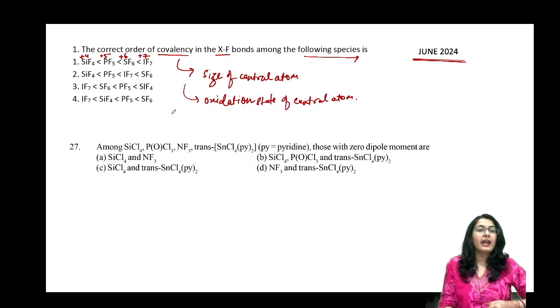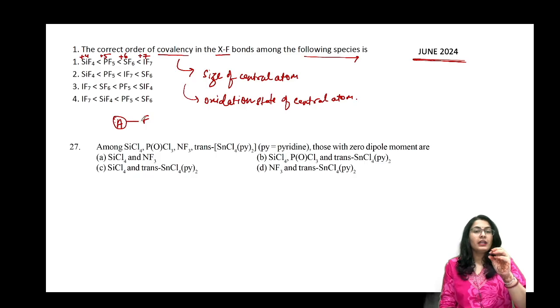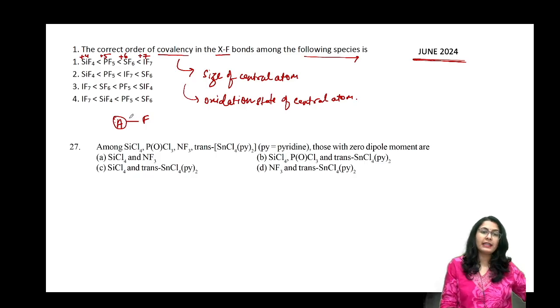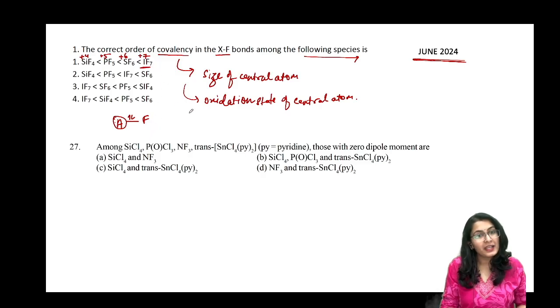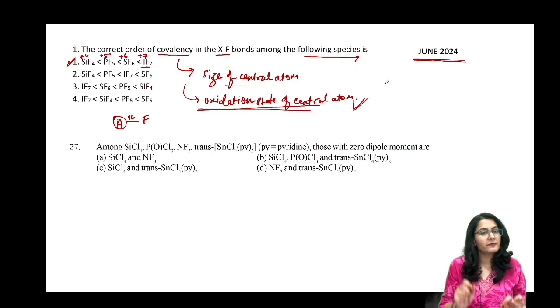closer to itself. And what is the anion? The anion is fluorine. So whatever is your central atom, let's say A, I'm writing for atom, so that wants to pull the electron pair towards itself, and fluorine being electronegative will pull it towards itself as well. That means maximum covalency for IF7. So what is the correct order? Maximum for this, then this, then this, and then this. First one is the correct answer, both on the size and majorly on the oxidation state. Majorly this factor. Very easy.